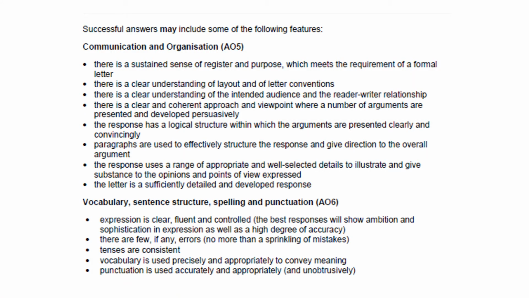Now the exam board would have been kind enough to furnish schools with some examples of successful answers. They've handily provided a bullet pointed list here of what makes a successful response or a successful exam in their eyes. This is kind of a summary then of all the responses they had in last year's exam and what they thought was particularly good about those.